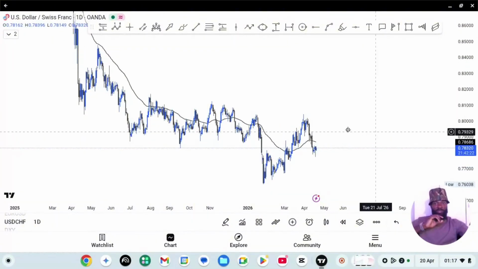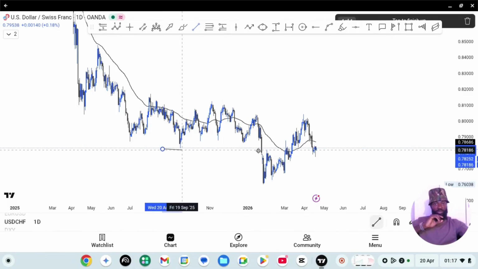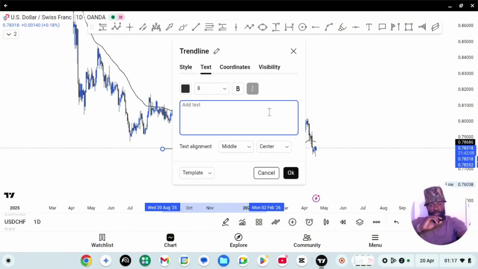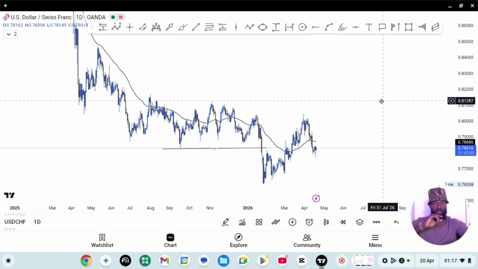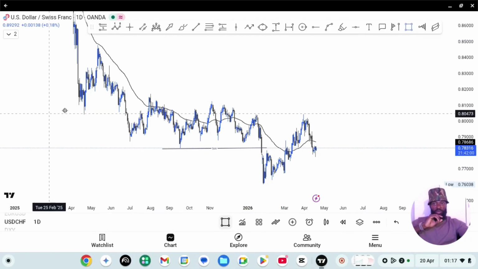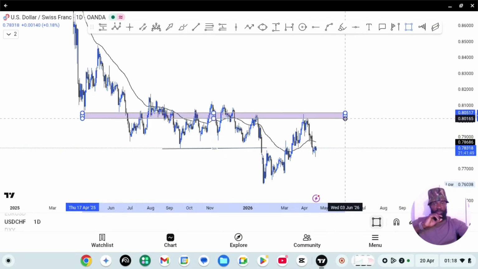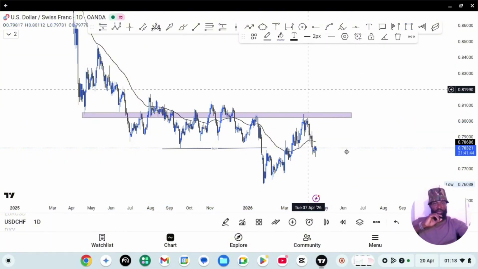On this daily time frame, we can clearly see it is a clear downtrend. Also, we have a break of structure downwards, and we have a very good resistance level at that point.